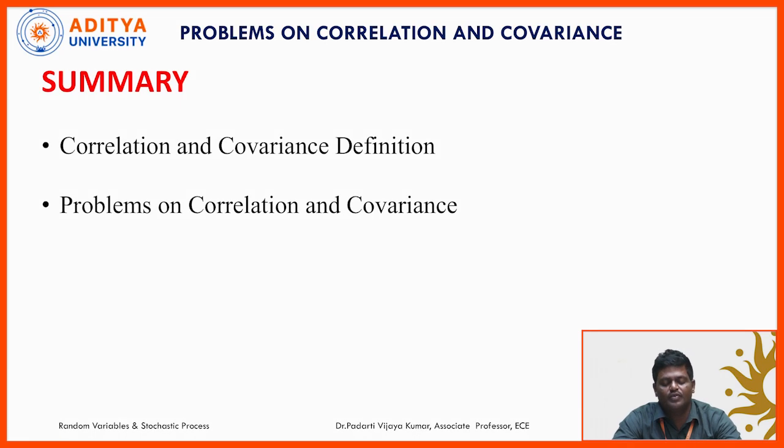So in this session, the learning outcome is that we have defined the correlation and different types of correlation, ACF and CCF, auto and cross correlations, and we defined the covariance, and also we have solved practical problems related to correlation and covariance. In the next session, we will see LTI systems. We will define LTI systems and we will see practical problems related to LTI systems.